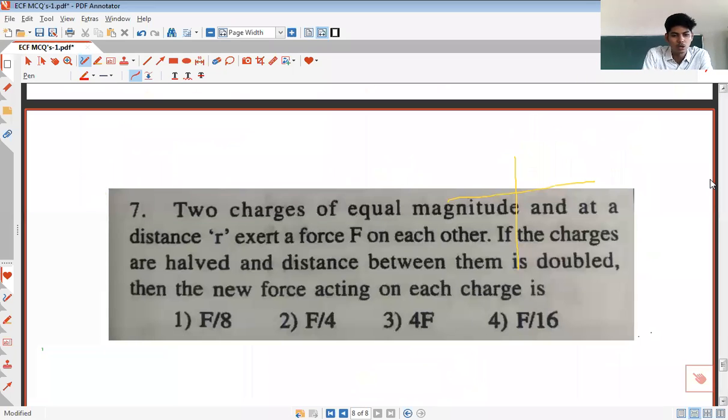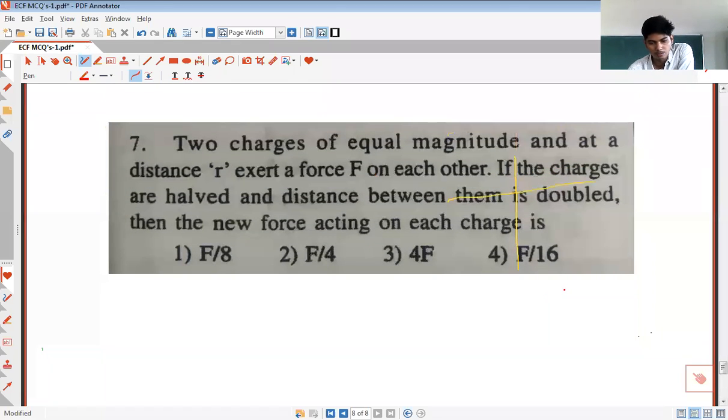See whether you can do this. Two charges of equal magnitude and at a distance r exert force on each other. If the charges are half and distance between them is doubled, the new force acting between each charge is.